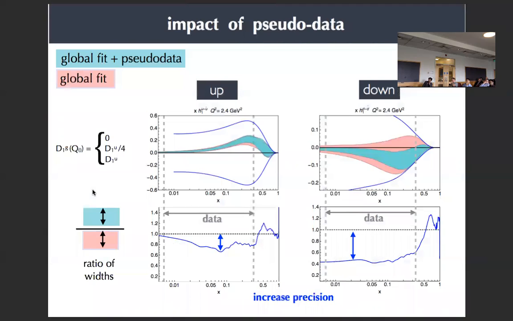So now the pink band is the result of the global fit that I showed you in the previous slides. And the light blue band are the results of including this COMPASS pseudo-data. You see that you have a dramatic increase in precision for the down part of transversity. It is less evident in the proton case, but if you carefully look at the ratio between the width of the uncertainty bands, which is shown in this plot below, you see that where there are data, you systematically have an increase in precision also for the up quark. And for some x, this increase is of the order even of 20–25%.